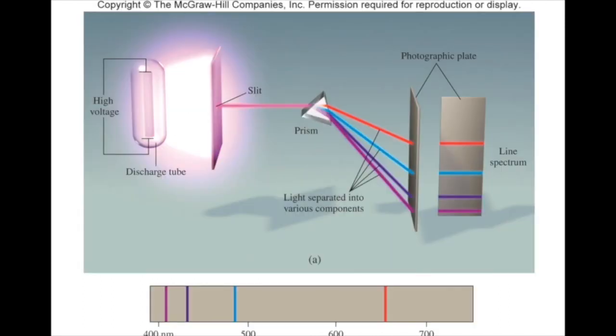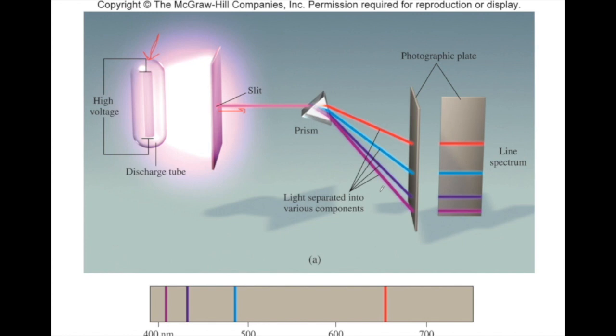An experimental setup for that might look something like this. Here we have a discharge tube, which is basically a light bulb. If we put hydrogen gas inside that tube and we run a high voltage electric current through there, then the hydrogen gas will give off a light. Pass the light through a slit and then pass the light through a prism, and the light given off by the hydrogen gas will get separated into its component wavelengths.